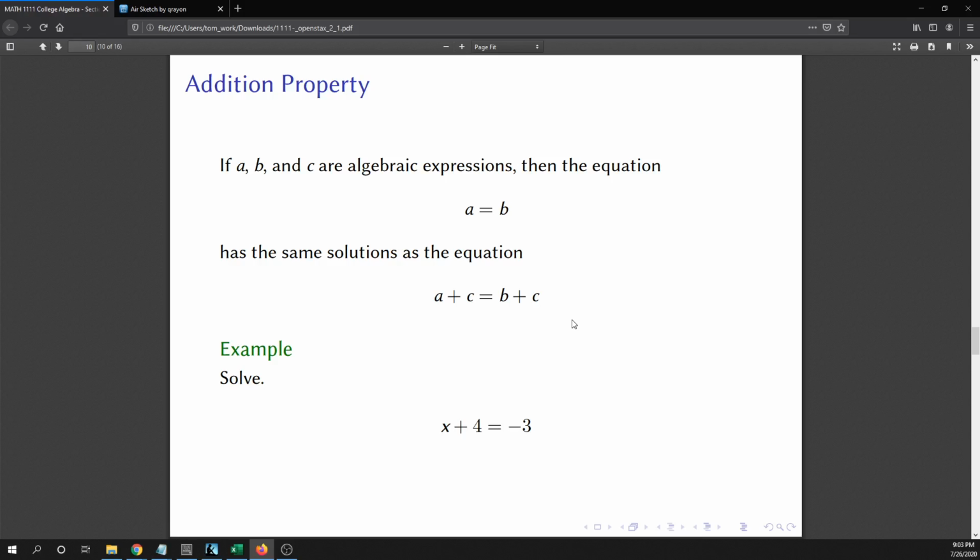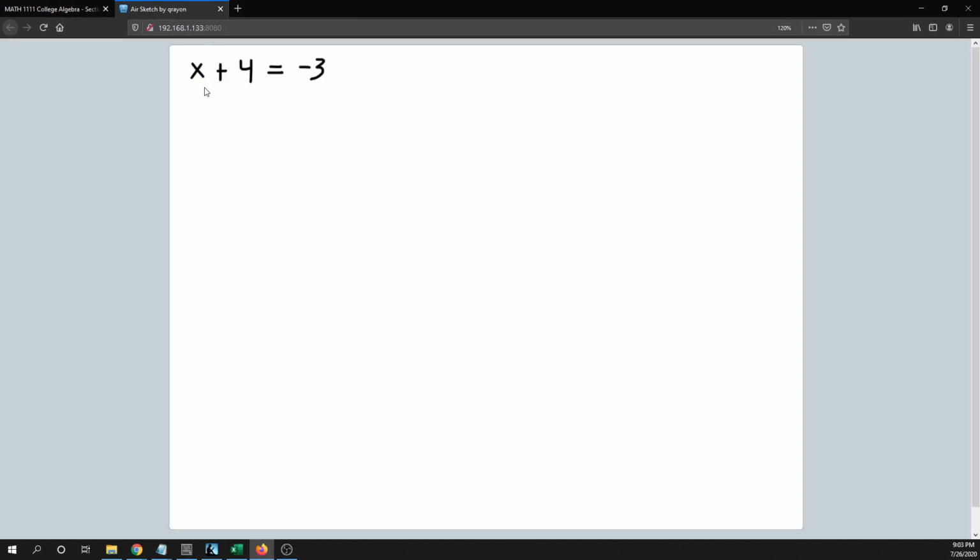We can use that to our benefit to solve this linear equation right here. Let's walk through how we would do that. We have x plus 4 equals minus 3. When you have an equation that looks like this, the first thing you would want to do is to simplify both sides as much as possible.